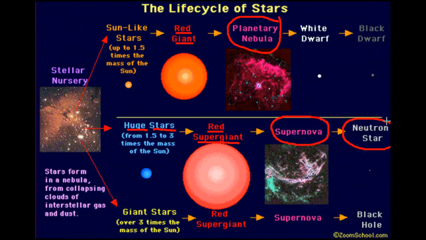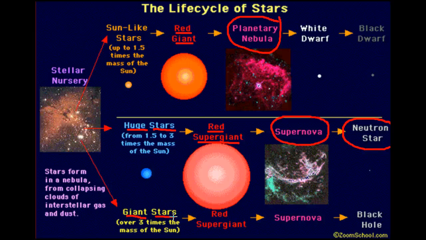Okay, finally, let's talk about giant stars. Now, in your notes, write that giant stars, and here they are in this diagram, giant stars. Write that giant stars are over 3 times the mass of our sun. So you're going to write that explanation and also start a new flow chart with giant stars at the beginning.